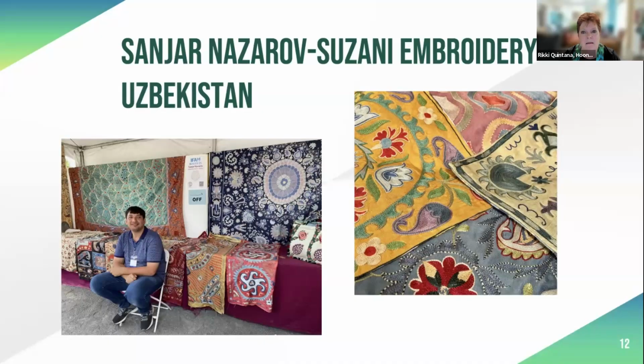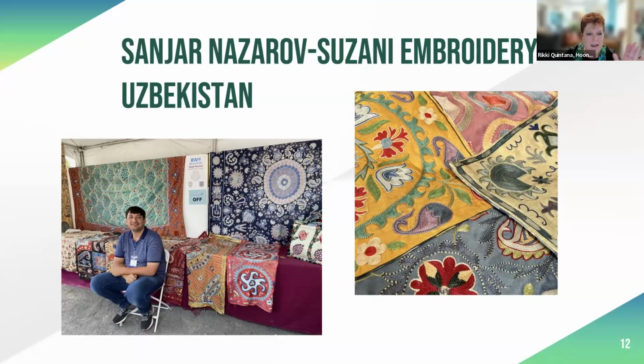This is the type of embroidery that is most commonly seen now in Uzbekistan. This is from the Samarkand, Bukhara region. One of the artists that I work with is Sanjar Nazarov. And you can see the large pieces, the large Suzani panels, as well as smaller panels.